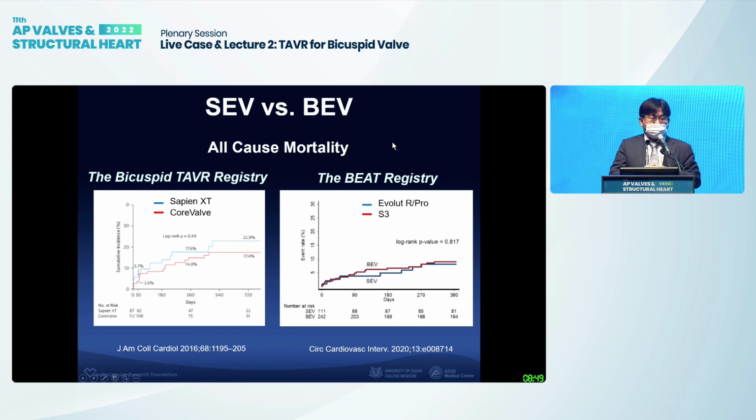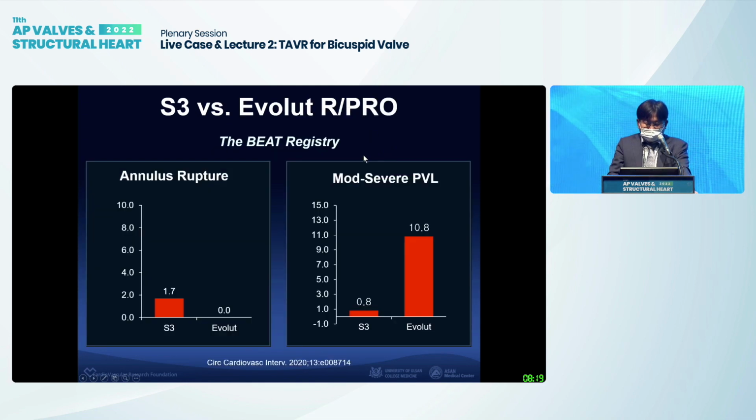We don't have any comparative randomized trial, but we have only small observational data. The bicuspid TAVR registry shows that for the first generation SAPIEN XT and CoreValve system, regarding the mortality, there is no difference up to 2 years. In the Vista registry, Evolut R or Evolut Pro compared with SAPIEN 3, regarding the hard endpoint, there is no difference between balloon expandable device and self-expandable device in bicuspid valve disease.